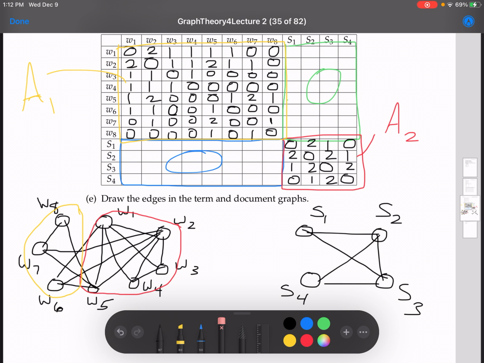Now, when you go to do the worksheet, this is all I want. Okay, you don't need to do weights, and you don't need to circle things to tell which stuff would be clustered together or anything like that. You don't need to do that. Just do what I have here.